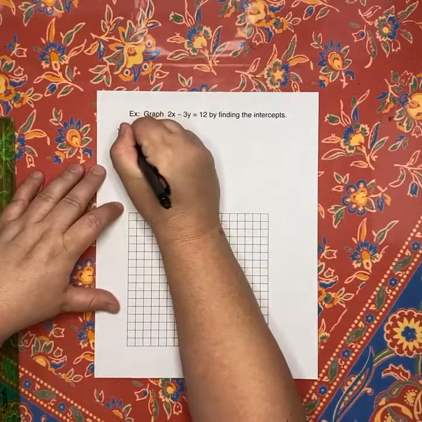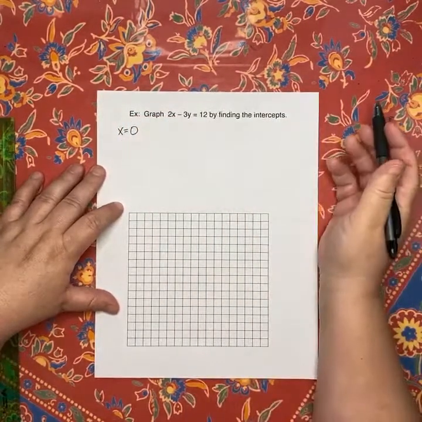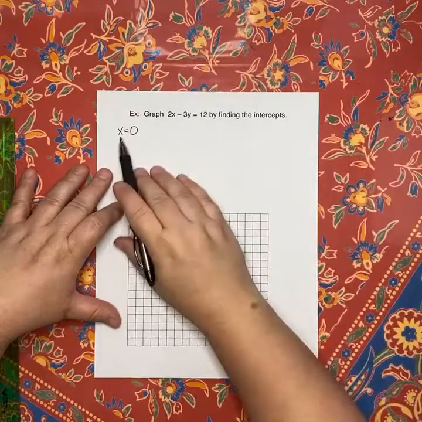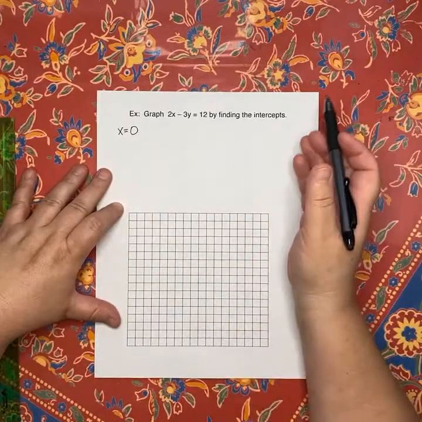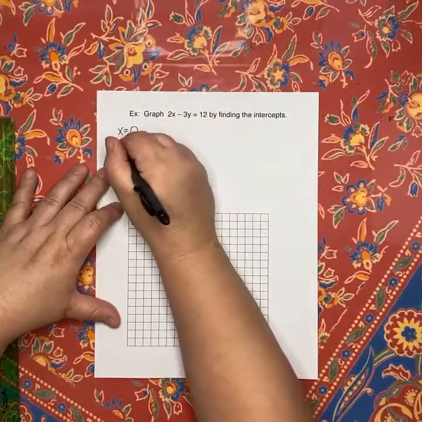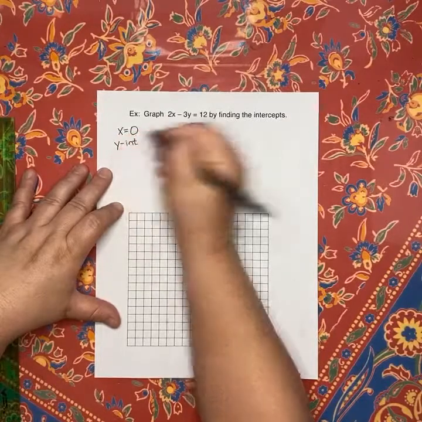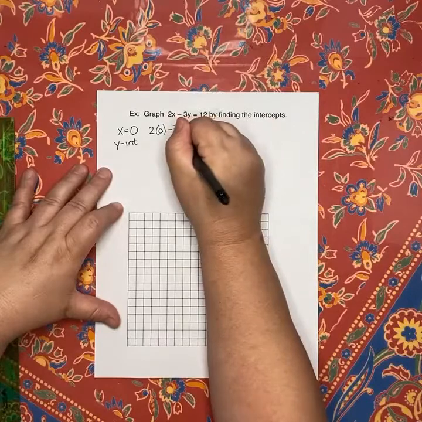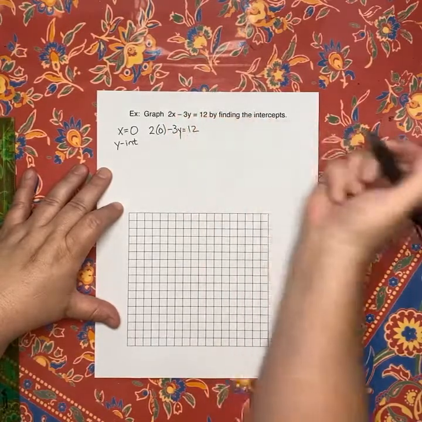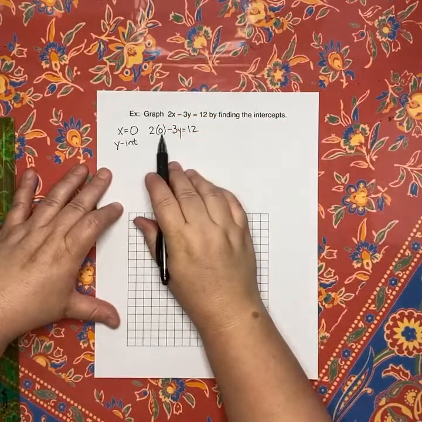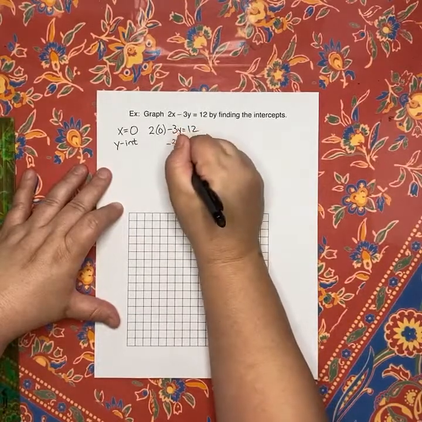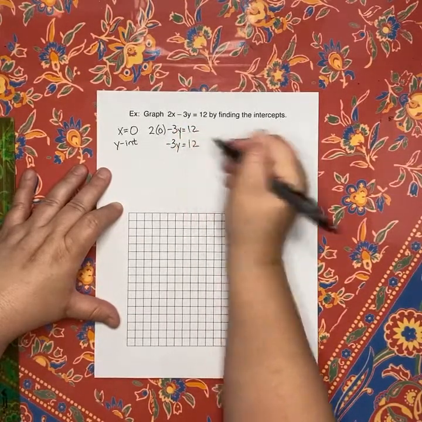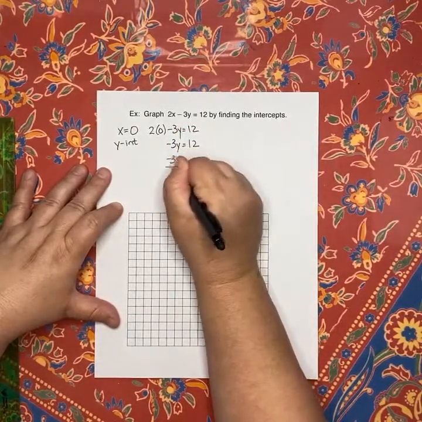Well, I like to start with x equals 0. That's just me. So I'm going to start with x equals 0. If you want to start with y equals 0, that's fine. So remember, this is going to be the y-intercept. So 2 times 0 minus 3y equals 12, which tells me 2 times 0 is 0. So negative 3y equals 12. I'm going to divide.